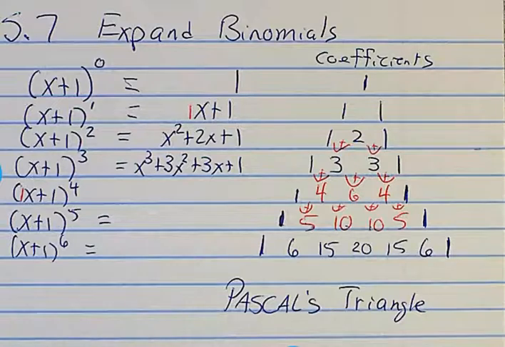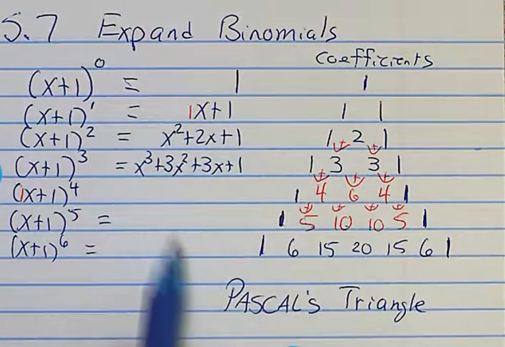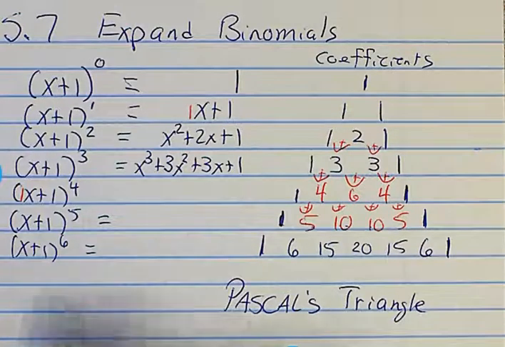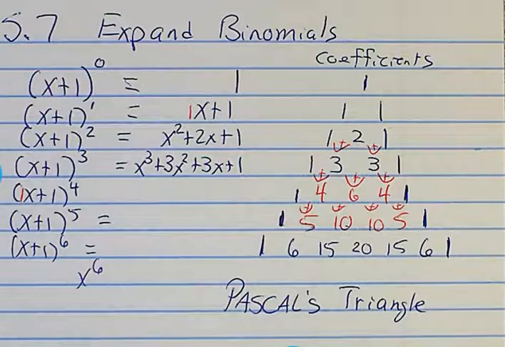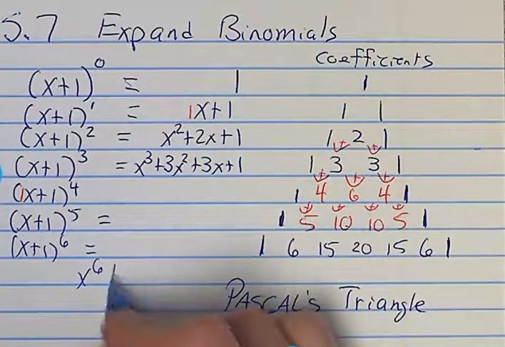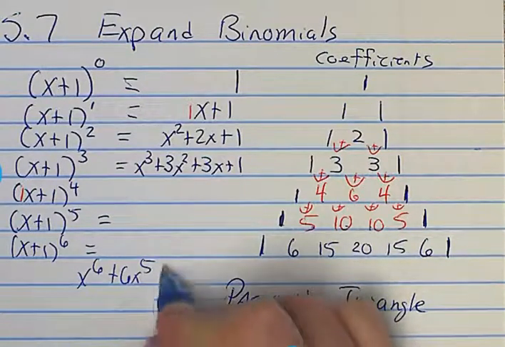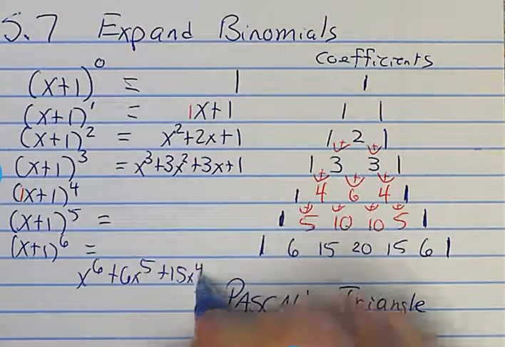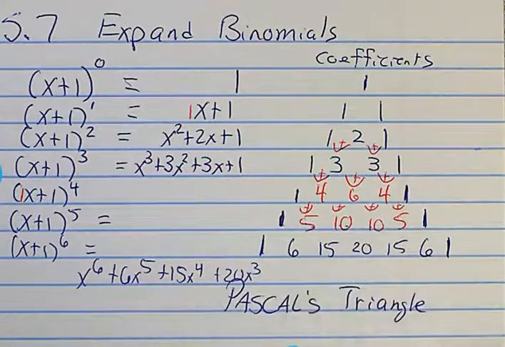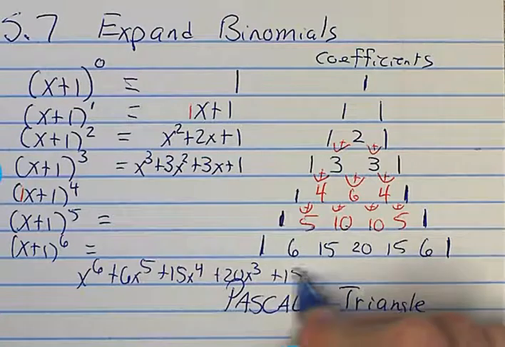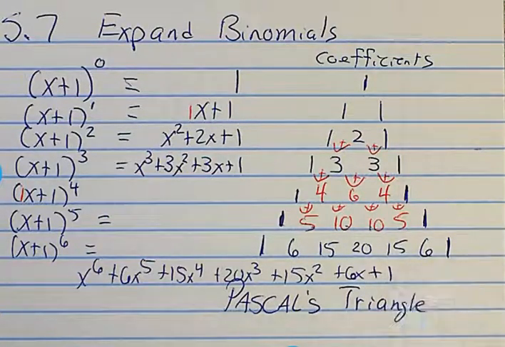Now, if you had to go back and put this one together, if you were doing x plus 1 to the 6th, and they asked you to write this out with the powers of x, you would have started off with 1 times x to the 6th. The next number would be 6, and then it would be x to the 5th. You basically just count it down. The next one would be 15, x to the 4th. Then we've got 20, x to the 3rd. 15x squared plus 6x, and then plus 1.